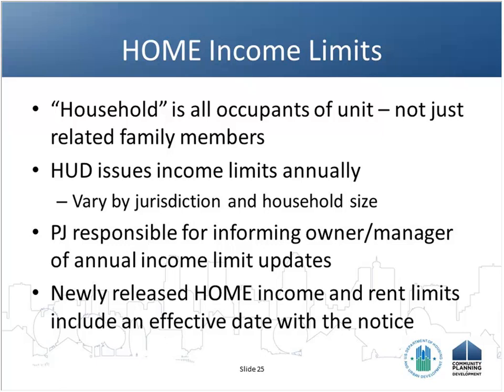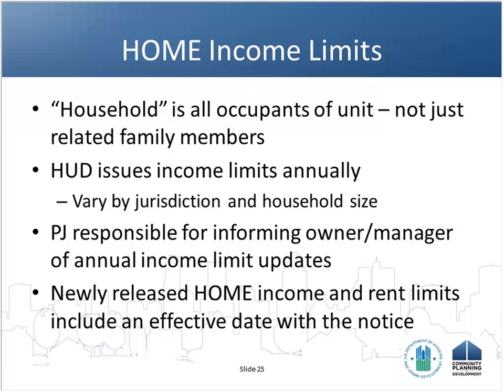HUD is going to issue those income limits on an annual basis, and they're going to be a little different based on the jurisdiction, based on the household size, and they may go up or down over time. So that's something that the PJ, when those annual limits come out, is going to be responsible for making sure that they provide updates to all of their owners and managers, to make sure that as you are making decisions about who can occupy a unit or recertifying folks, you're using those current income requirements.